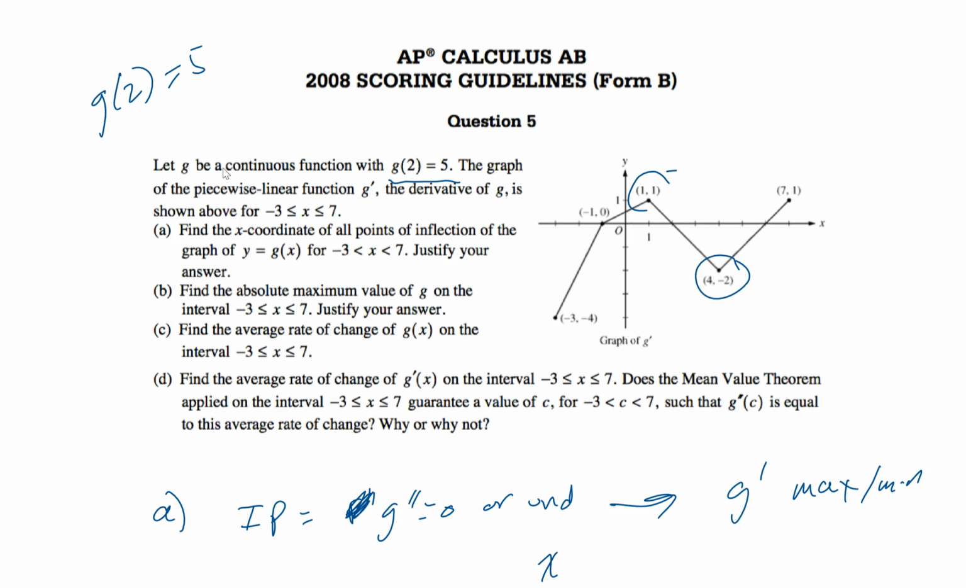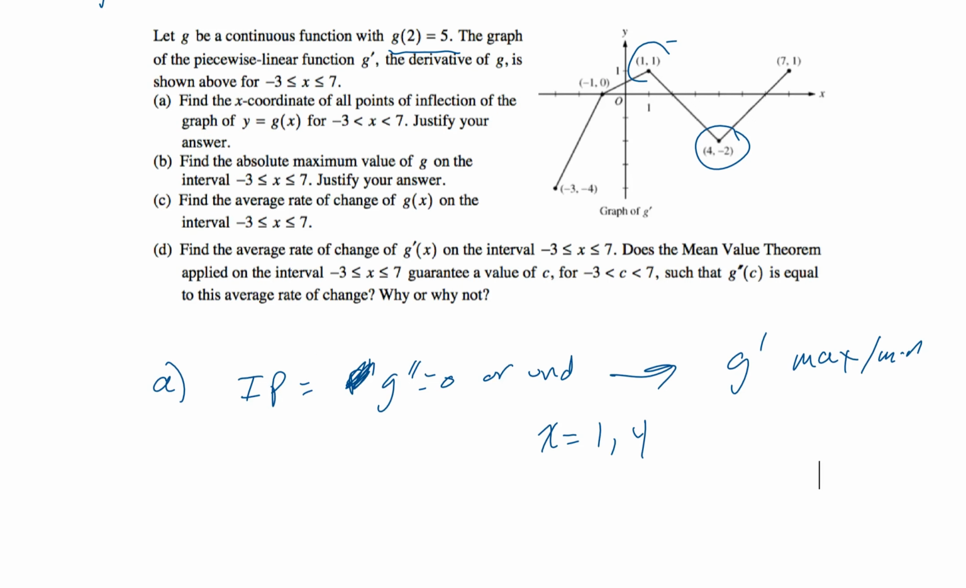So you're going to say at x equals 1 and x equals 4, because g prime goes from positive slope to negative slope for the first one, and then for the 4 it goes from negative to positive slope. I guess you could say increasing and decreasing. That's probably the best way to answer that. Positive slope is just increasing, negative slope is just decreasing. So the reason why is this goes from increasing to decreasing. This guy goes from decreasing to increasing.